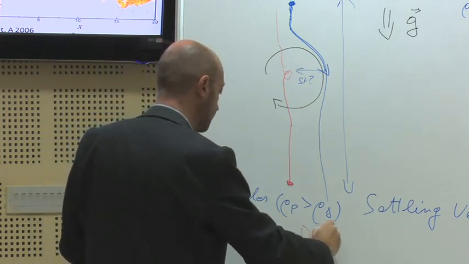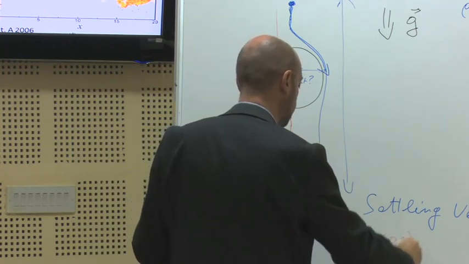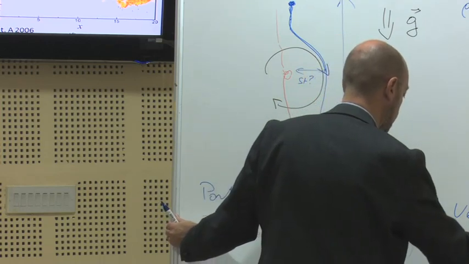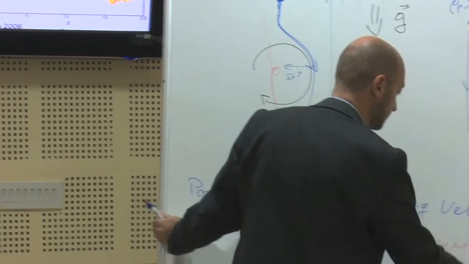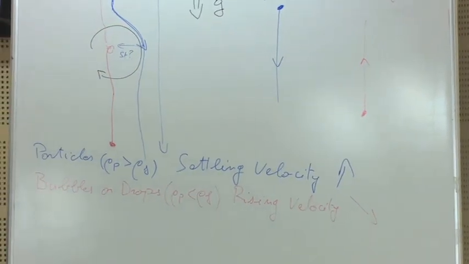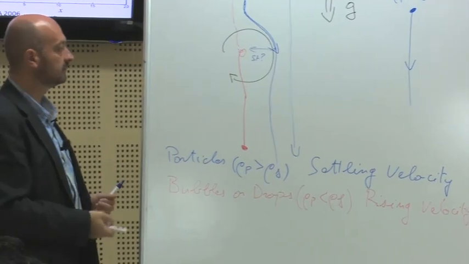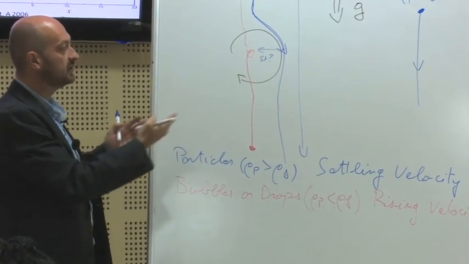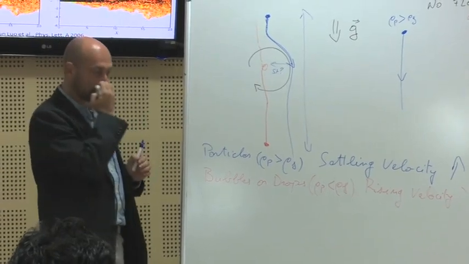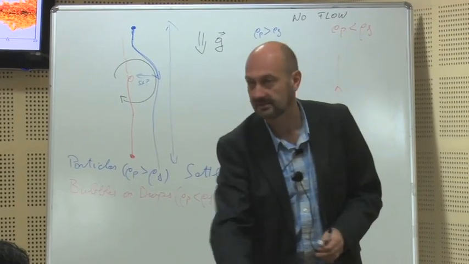So it's valid for bubbles or drops, rho p lower than rho f. So the rising velocity will decrease, okay? Because you will lose time within a vortex. So this is what we can understand for a very simplified flow when you have only one vortex. But actually, this is what happens in turbulence, okay? Because turbulence is composed of many vortices.